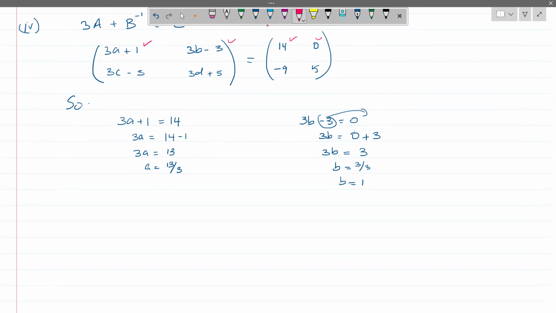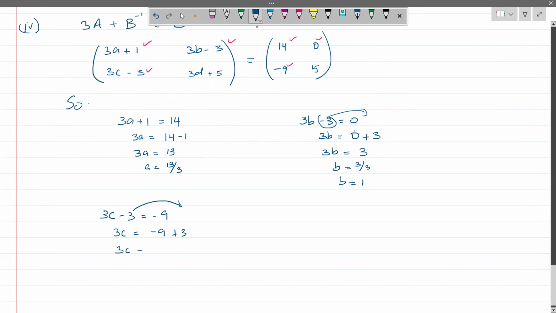We did this position, matching it against these. We're going to do this one now, matching against this. 3c minus 3 is equal to negative 9. 3c is going to be negative 9. Notice how I'm writing it back, equal sign under equal sign. This is the number that I'm moving across. I'm going to get negative 6. And that divided by 3 giving me negative 2.